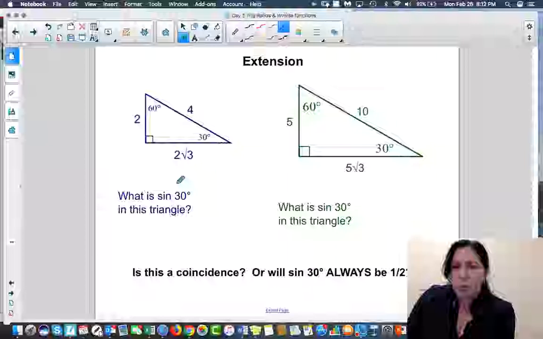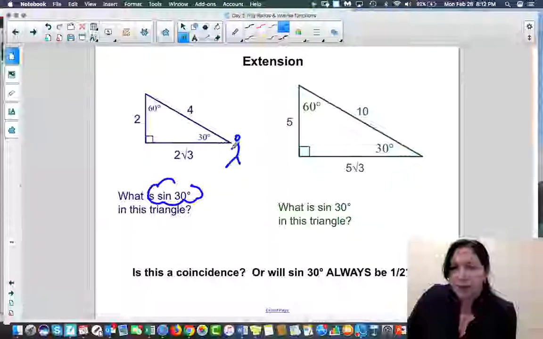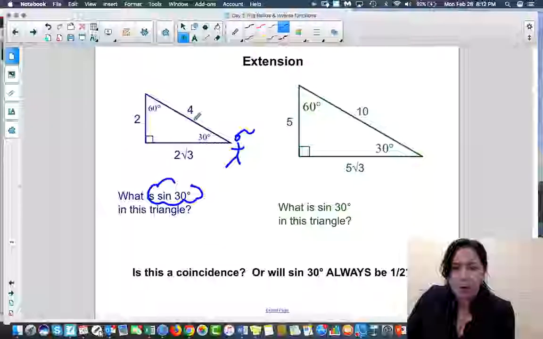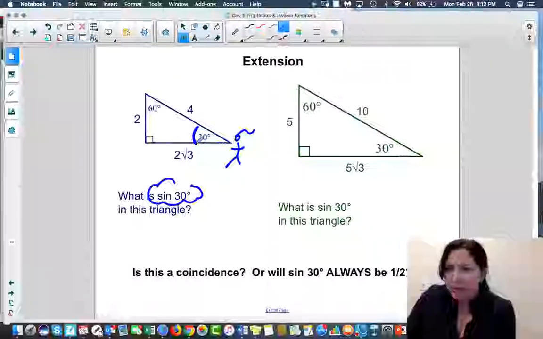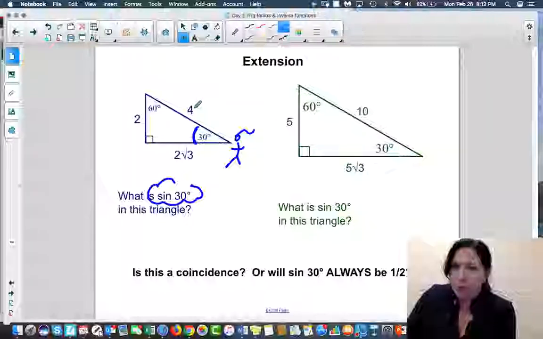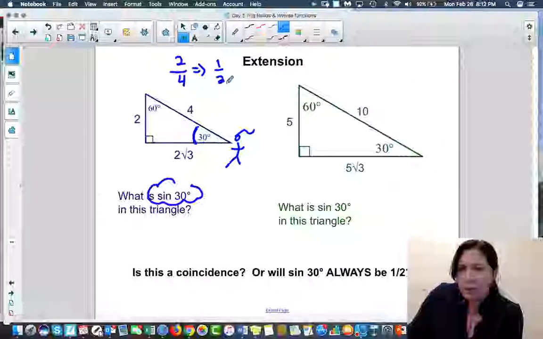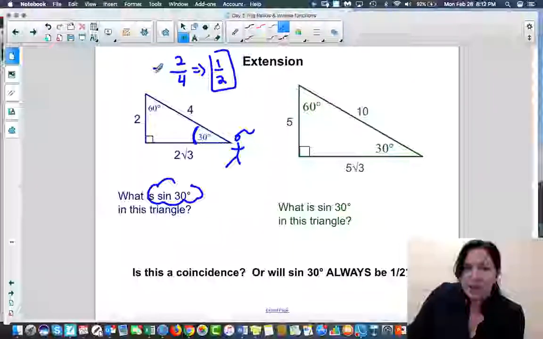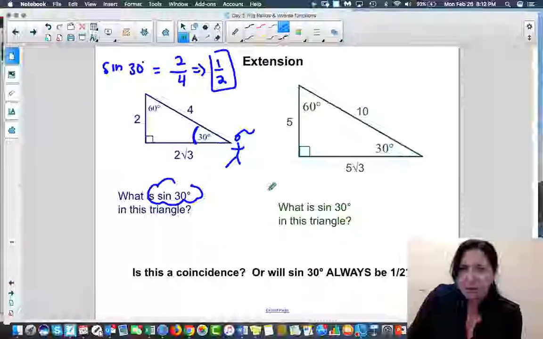So a couple of other things. Let's say, what is sine of 30? Well, let's say we put ourselves here at 30 degrees. Okay, there you are, or there I am. And you're here at 30 degrees. Sine, remember what sine? Opposite over hypotenuse. So this is 2 over 4, which does reduce to 1/2. Okay, and this is what we got when we found sine of 30 degrees.